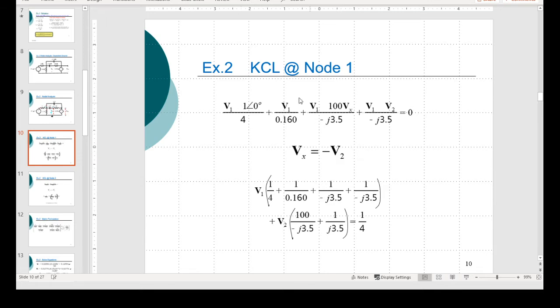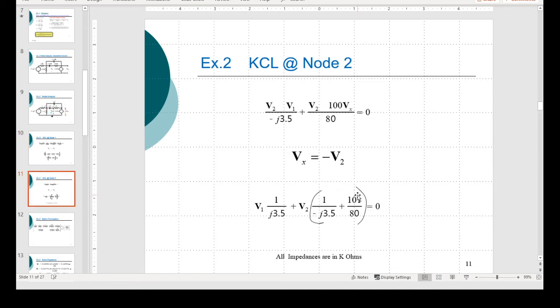So that whole equation there simplifies to this. After some manipulation, there are two unknowns there, V1 and V2. That settles it for node 1. Then we go to node 2.